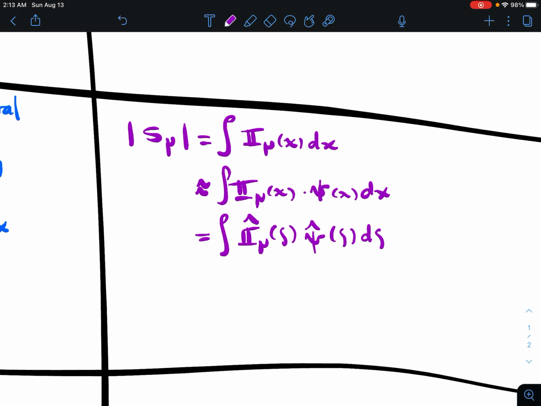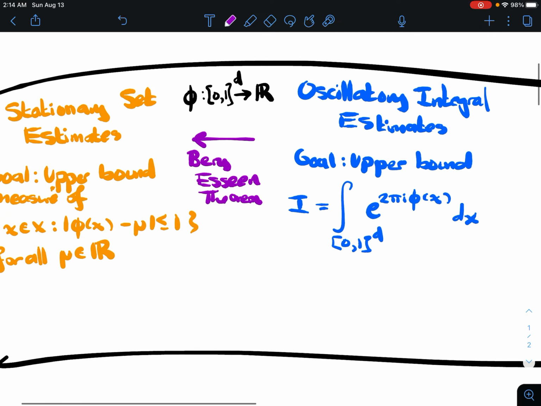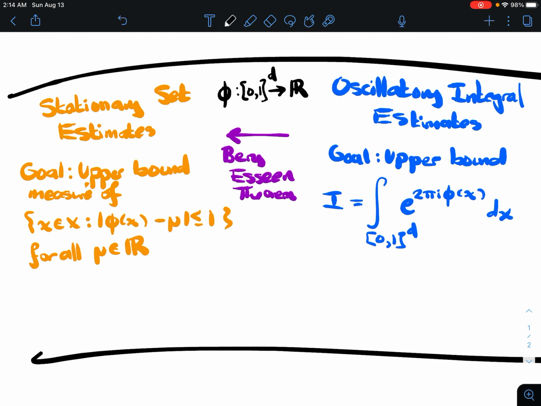And we should be able to relate these to a certain family of oscillatory integral estimates. I'll make this more precise in the proper talk. But here we see that we can take any oscillatory integral bound and convert it to a bound for stationary sets. So that's been noticed as a method for quite a long time, since people had the Berry-Esseen theorem, which is used to prove the central limit theorem in probability theory.